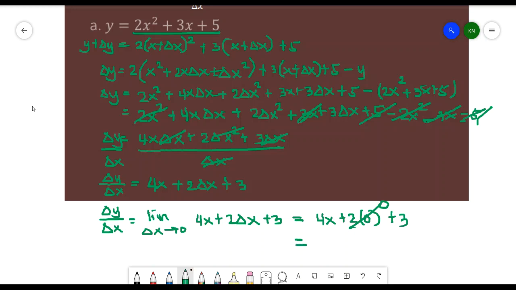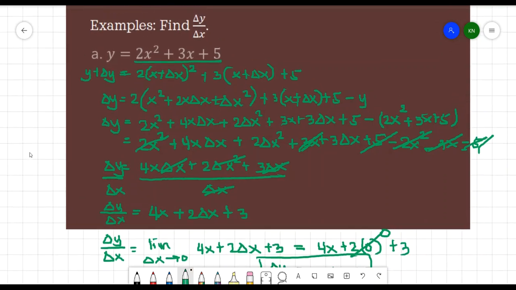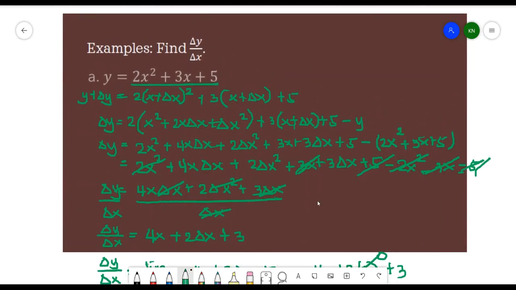So the final answer that we have now is 4x plus 3. So this is now our delta y over delta x. So this is now our final answer. So as you can see, this is just a basic determination of the derivative of the function. Now let's move on to another example.